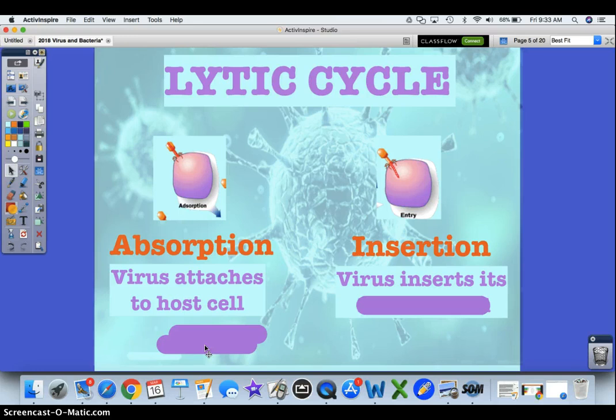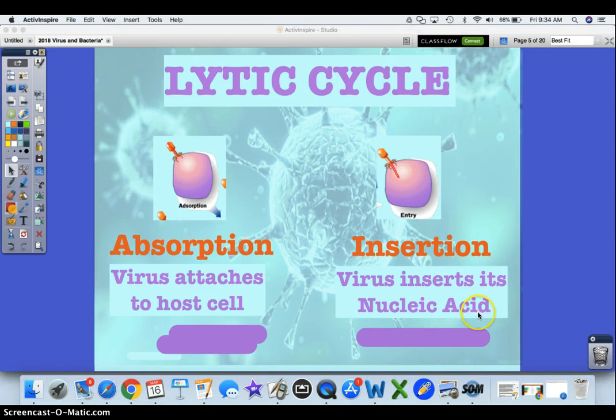Then comes insertion. What do you think happens during insertion? It inserts its nucleic acid. That's the next word. So it inserts its nucleic acid. What does nucleic acid have in it? DNA or RNA. Codes.